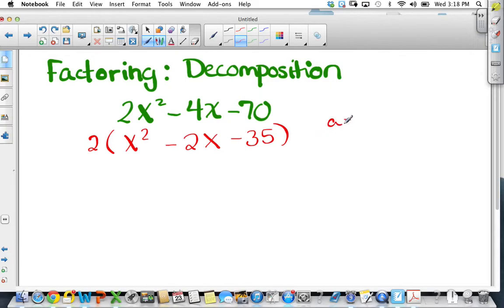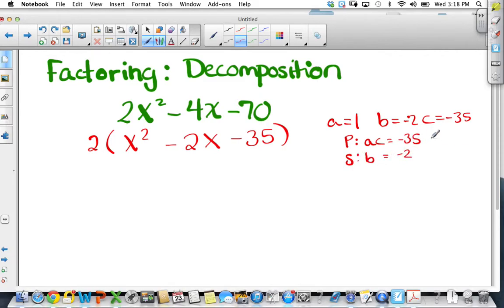Now I'm going to identify A, B, and C of my quadratic, which is in standard form. A is 1, the number in front of the x squared. B is negative 2, the number in front of the x. And C is the constant, the number by itself. The product is A times C, so negative 35, and the sum is B, which is negative 2.